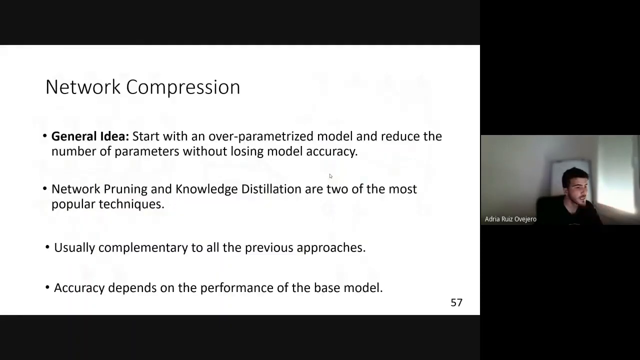So, the general idea, I'm just finishing, I have 3 minutes left. In network compression, we can start with an overparameterized model and reduce the number of parameters without losing model accuracy. The most popular approaches are network pruning and knowledge distillation. These are usually complementary to all the things that we have talked about before. So you can take any network, apply network compression, even if you obtained this network from manual architecture engineering or architecture search or whatever you can imagine. The only problem is that, given that you're starting from an overparameterized model, your final accuracy will always be bounded by the performance of this overparameterized model. So you will not do better than this. You have to start from a model that is already good.